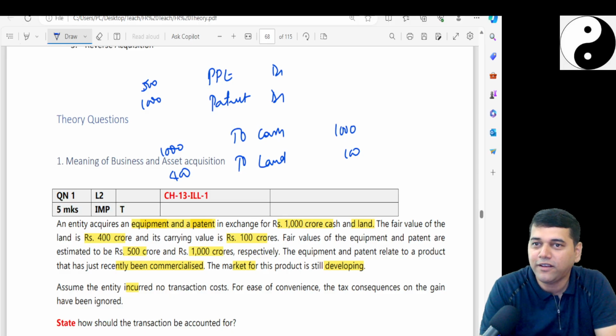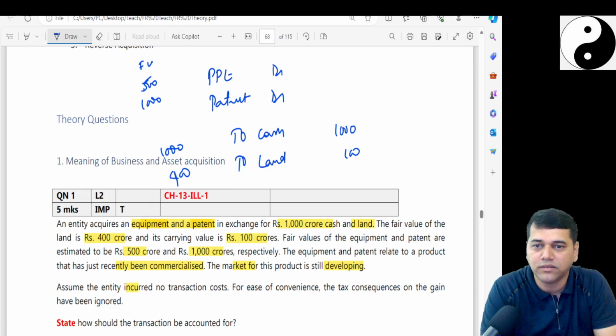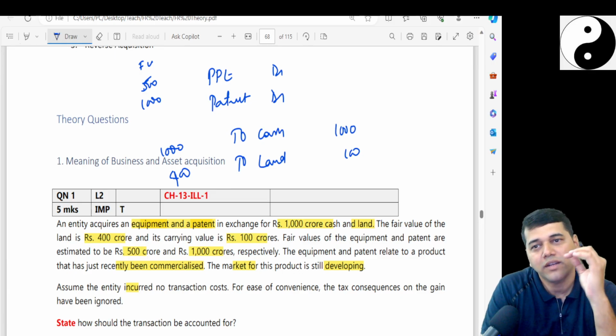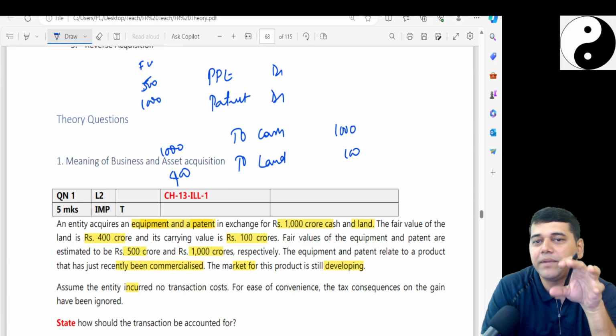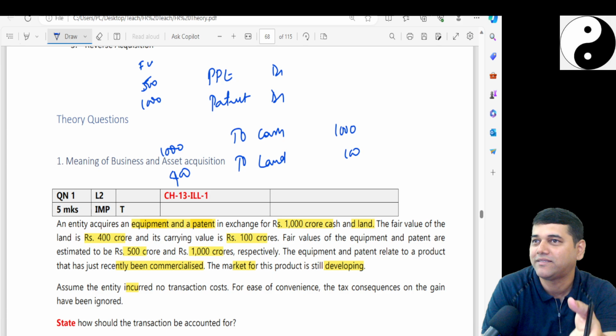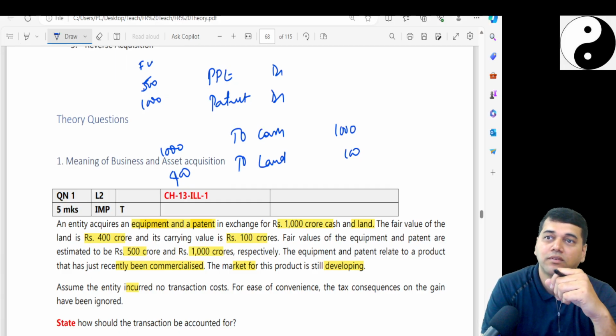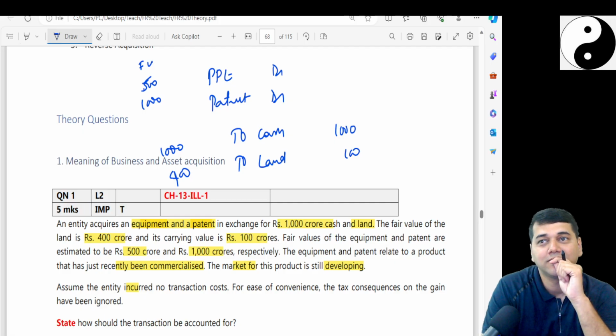See, the fair value of these two assets is 500 plus 1000. Fair value of cash is 1000 only. Fair value of the building is 400. Now, what should I recognize the equipment and patent with, 1500 or 1400? Okay, let us go back to PP. I don't know what answer they have given me. What does PP say when you acquire for other than cash, like under a barter system? First thing, is there a commercial substance?